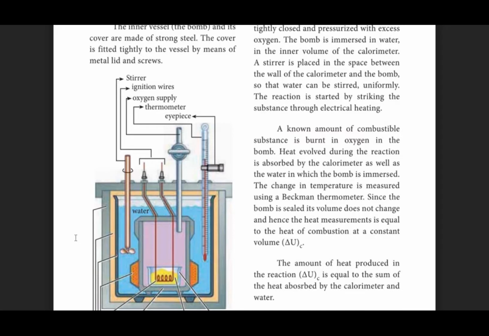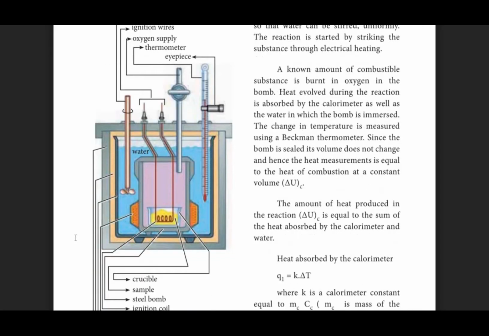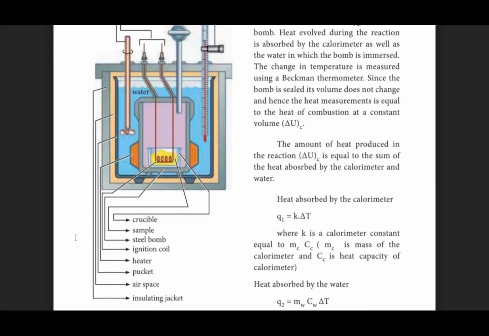Since the bomb is sealed, its volume does not change, and hence the heat measurement is equal to the heat of combustion at constant volume, that is nothing but delta UC. The amount of heat produced in the reaction, the delta UC, is equal to the sum of the heat absorbed by the calorimeter and water.